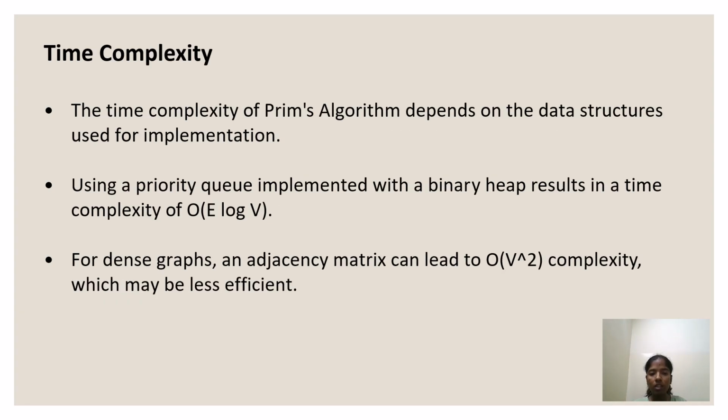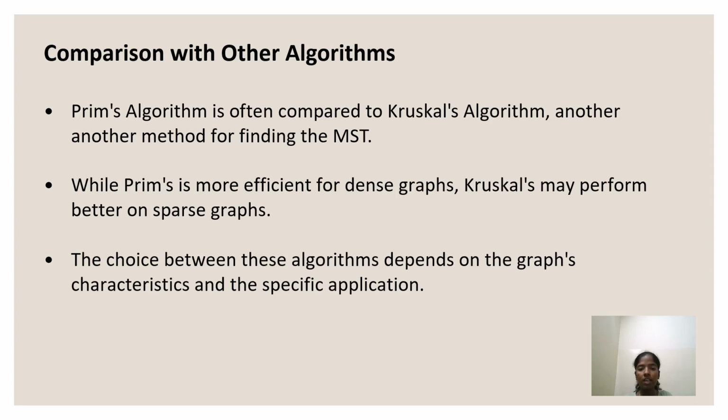The time complexity of Prim's algorithm depends upon the data structure used for the implementation. Using a priority queue implemented with a binary heap results in a better time complexity. For a dense graph, an adjacency matrix can lead to O(V squared) complexity, which may be less efficient. Prim's algorithm is often compared to Kruskal's algorithm for finding the minimum spanning tree. While Prim's is more efficient for dense graphs, Kruskal's may perform better on sparse graphs. The choice between these algorithms depends upon the graph's characteristics and the specific requirements.